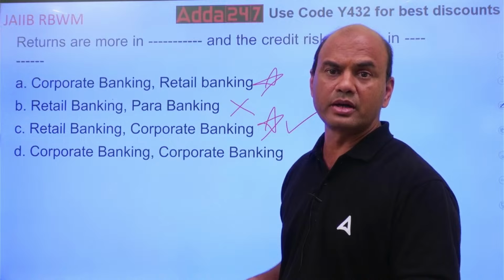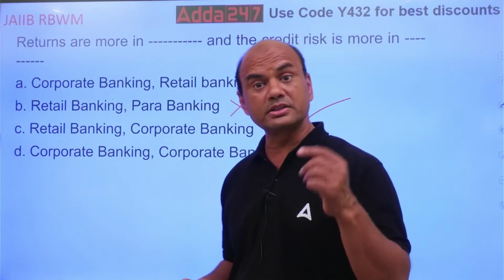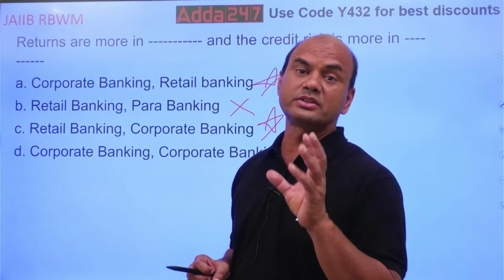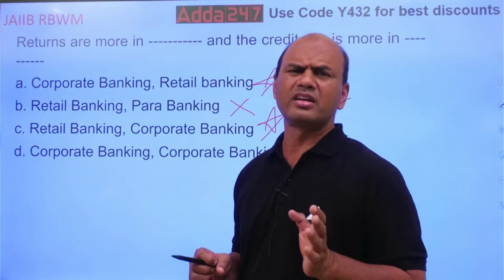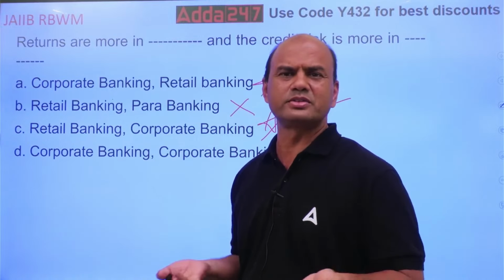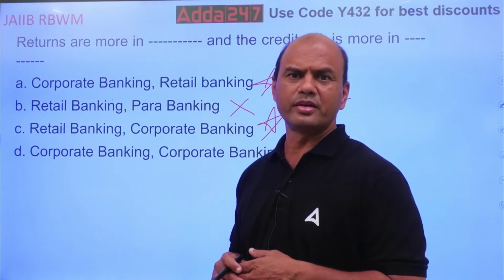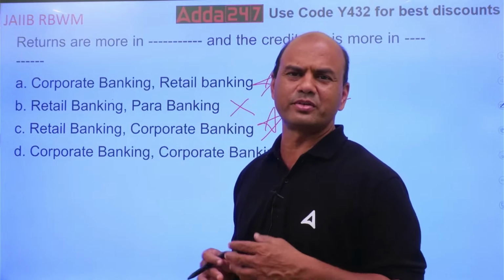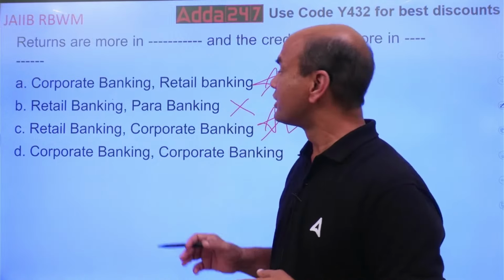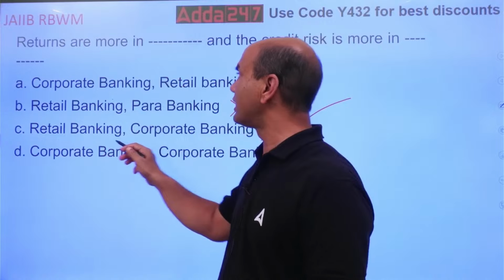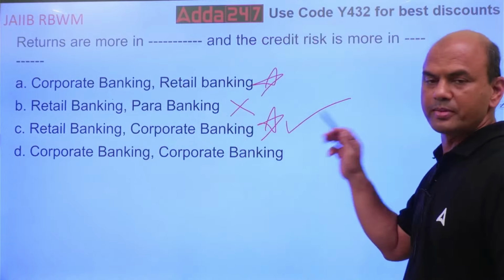Reduce my loan rate. Immediately customer will come. So that's why customer is less knowledgeable in retail banking, or he doesn't care that much. He is knowledgeable. Nowadays everyone is knowledgeable. Okay? Everyone is knowledgeable, but he doesn't care that much, 0.25 and 0.5% for loans. So that's why retail banking, returns are more in retail banking and risk is more in corporate banking, credit risk.